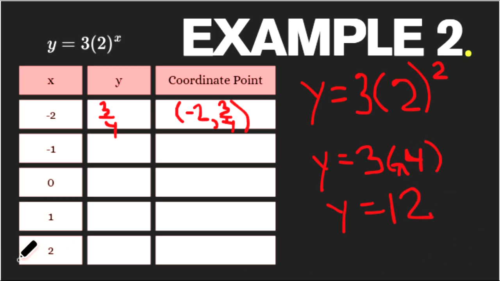Makes a fat little corner. I don't know why. So the answer here is, not there. The answer here is 12. And our coordinate point here is 2 and 12. So you would do that for every one of these and get your answer, okay?